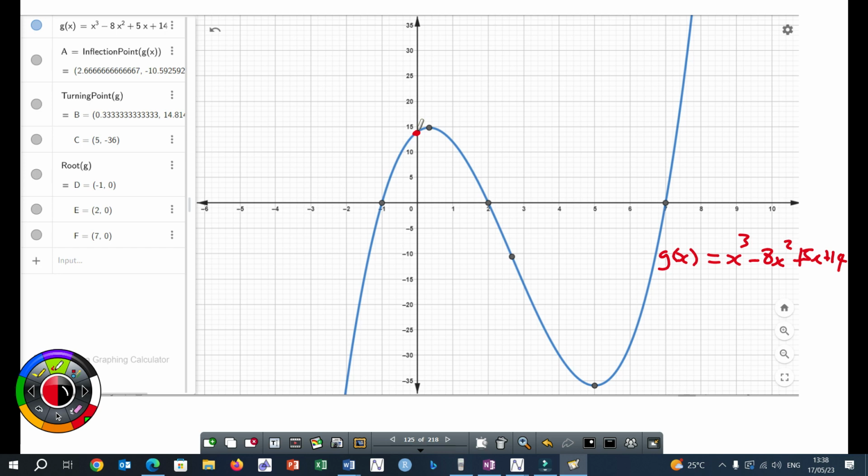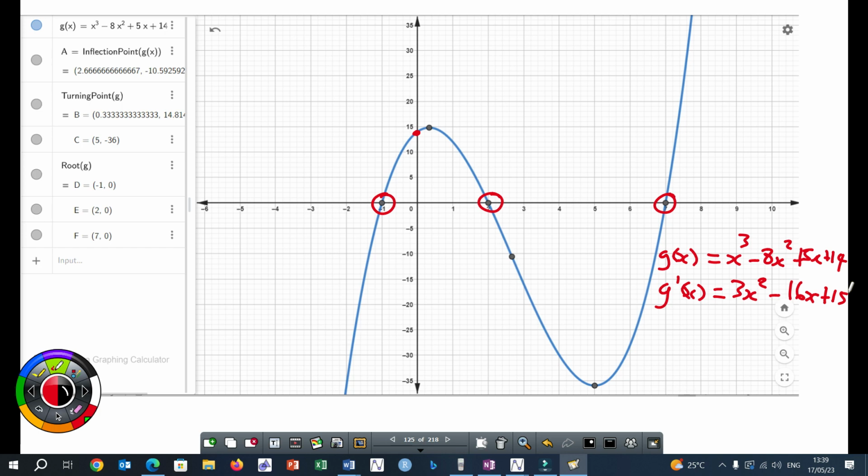Then you use the factor theorem. In this case, you could use your calculator to determine the coordinates of the x-intercepts. Those are your x-intercepts. Then you need to find your first derivative. So your first derivative is 3x squared minus 16x plus 15. We use the first derivative to determine the coordinates of the turning points or the stationary points.